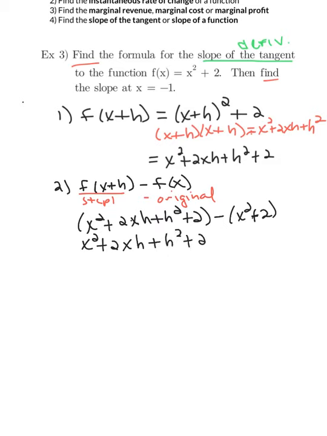The second parentheses, we need to distribute our negative, so we get minus x squared minus 2. When you look at this result, you should see some items that will cancel each other. Notice we have x squared minus x squared, so those cancel. We have a positive 2 and a negative 2. Those cancel. And the only thing that's left is 2xh plus h squared.